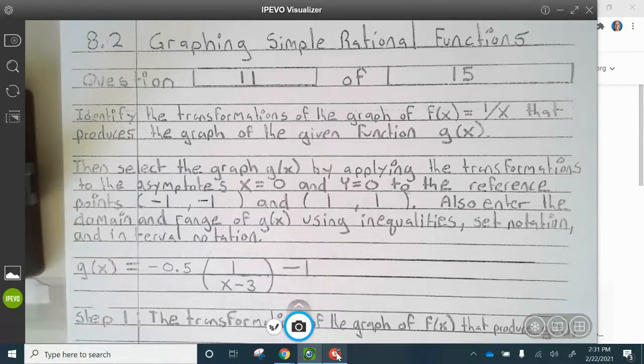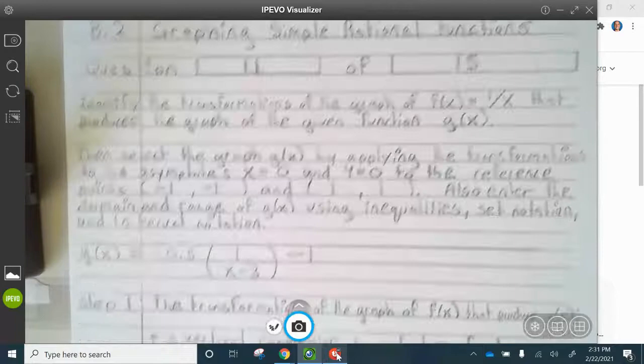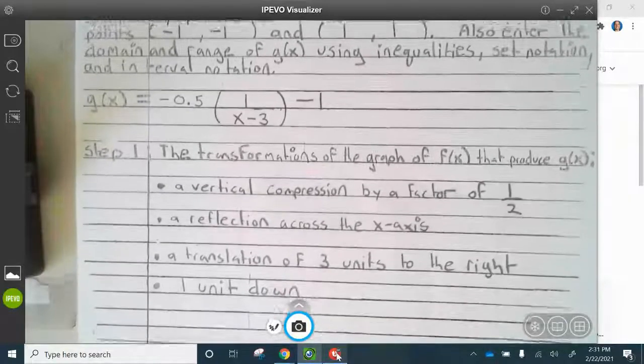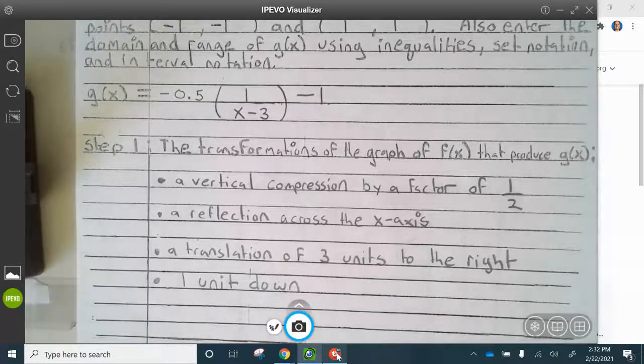Step 1. The transformations of the graph of f of x that produce g of x are vertical compression by a factor of 1/2. That's because of the 0.5. The reflection across the x-axis, that's because of this right here. A translation of 3 units to the right, that's because of this right here. And then 1 unit down, that's because of this right here. All right, let's move on to step 2.